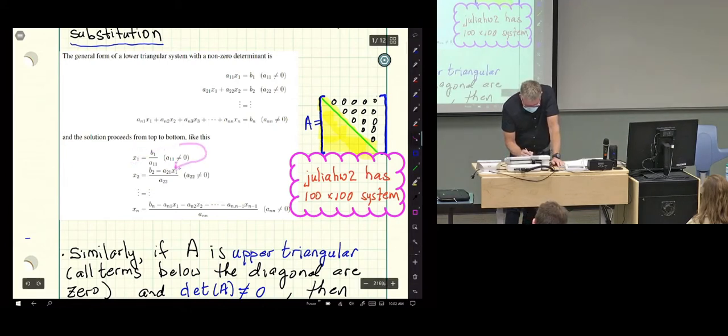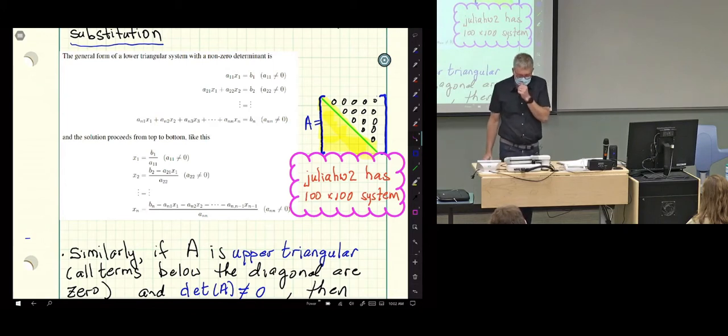Then it becomes a triviality to solve for x1. You plug it in, then you solve for x2, then you plug in x1 and x2, etc., until at the very end you've already solved for x1, x2 up to xn minus 1, and then you get xn. So it just cascades through, and this is called forward substitution.